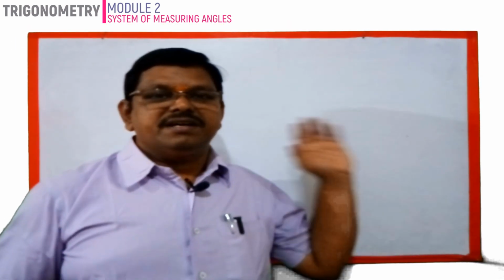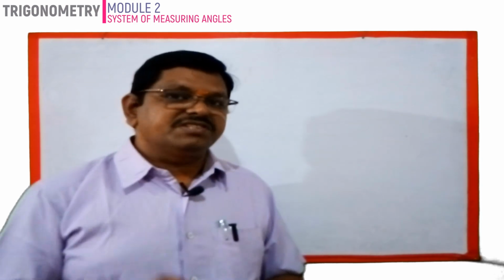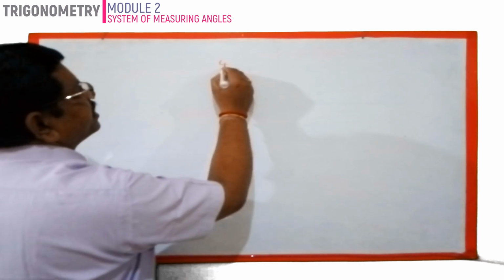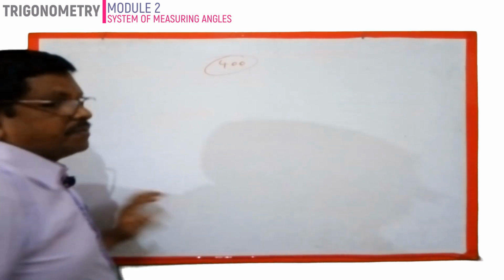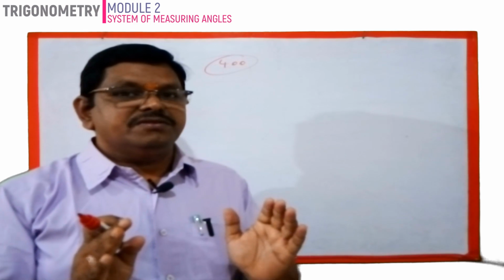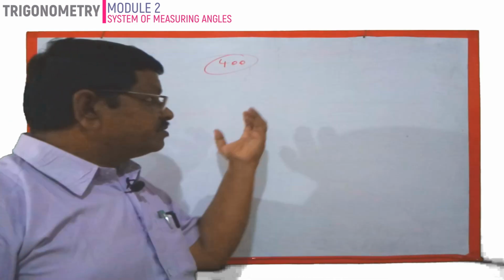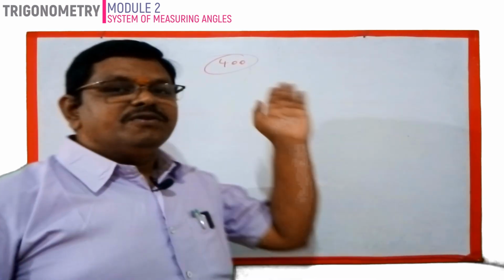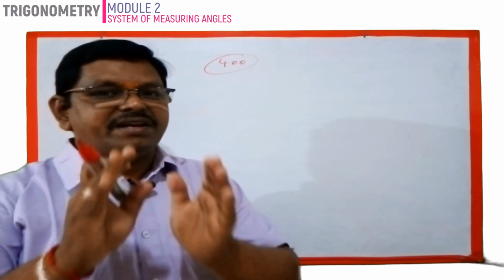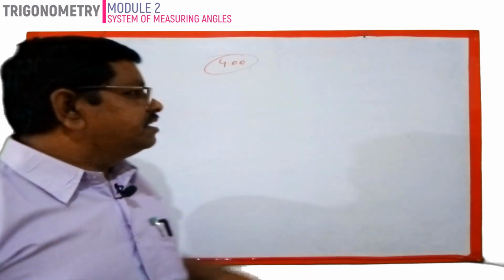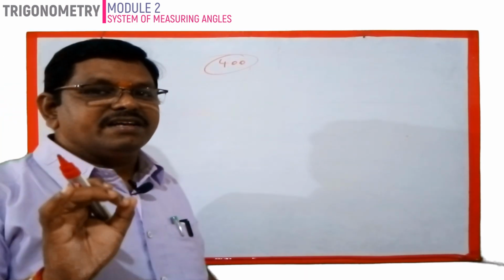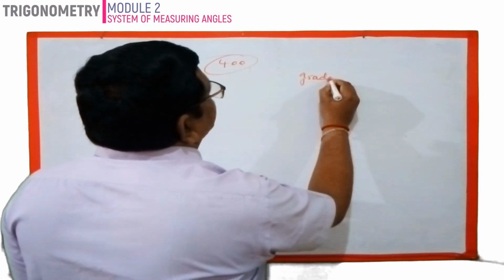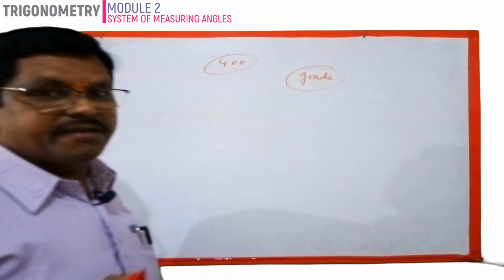Now let us discuss the second important system, that is called the centesimal system. In this centesimal system, we divide one complete angle into 400 equal parts. In the previous case, we divided the complete angle into 360 parts. But in this model, we are going to divide it into 400 equal parts. So each part is called a grade. Here we are using the word grade. In the previous case we were using the word degree.